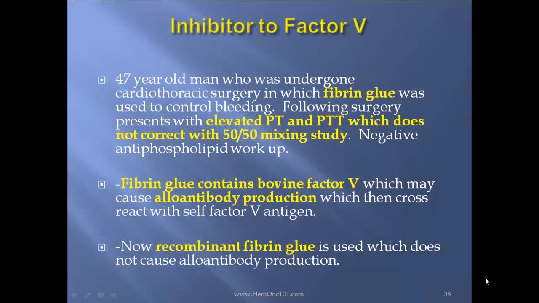Inhibitor to factor V, case report. 47-year-old man who has undergone cardiothoracic surgery in which fibrin glue was used to control bleeding. Following surgery, presents with elevated PT and PTT, which is not corrected with a 50-50 mixing study. Negative antiphospholipid workup. Fibrin glue contains bovine factor V, which causes alloantibody production, which then cross-reacts with human factor V antigen. Now, recombinant fibrin glue is used, which does not cause alloantibody production.